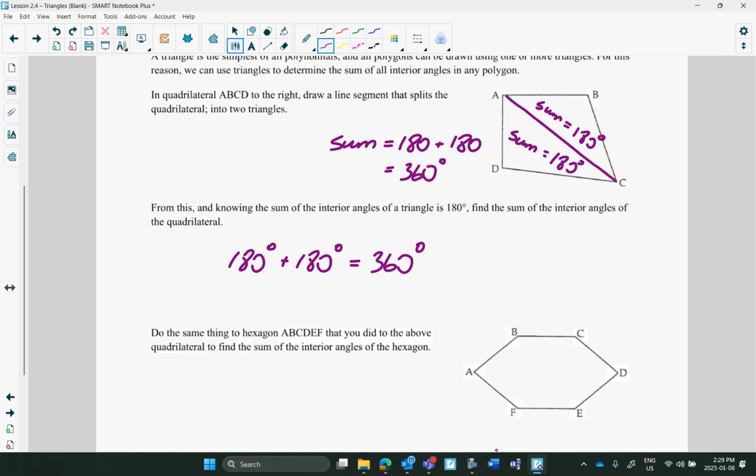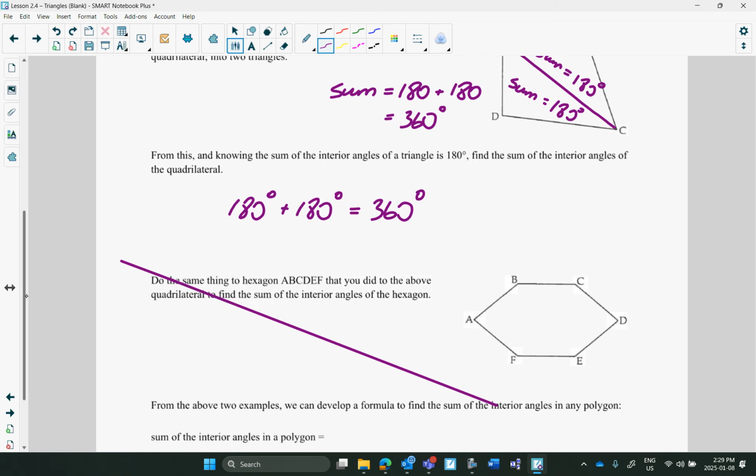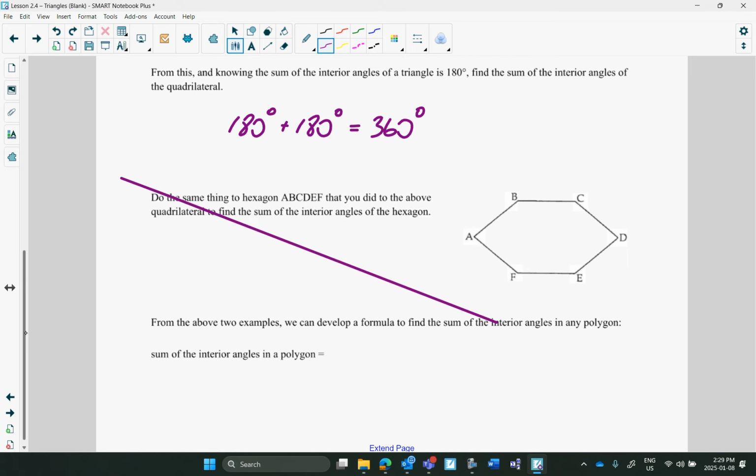We can do the same thing, like I said, with any polygon, regular or irregular. So here, how would I split this up into triangles? Tell me where to draw segments so that I end up with all triangles.